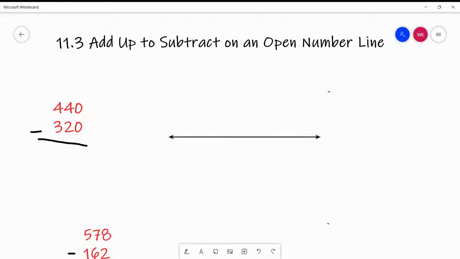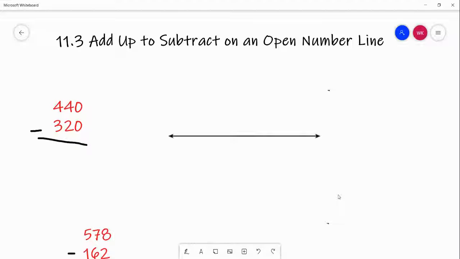Hi, second grade. We are going to go over lesson 11-3, add up to subtract on an open number line. So the last lesson that I taught, we were just subtracting on an open number line. So now we are going to add up because our brains trigger that you like to add, most people like to add rather than subtract.